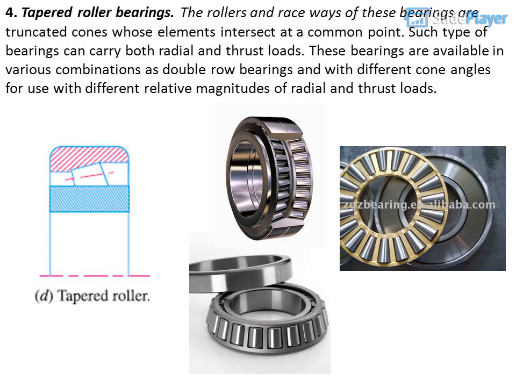4. Tapered roller bearings. The rollers and raceways of these bearings are truncated cones whose elements intersect at a common point. Such type of bearings can carry both radial and thrust loads. These bearings are available in various combinations as double row bearings and with different cone angles for use with different relative magnitudes of radial and thrust loads.